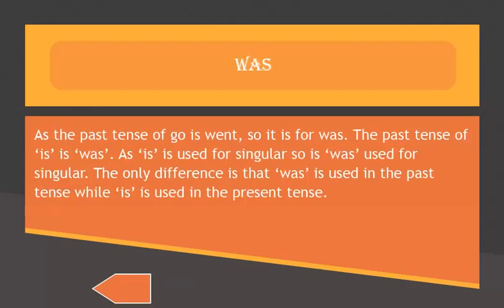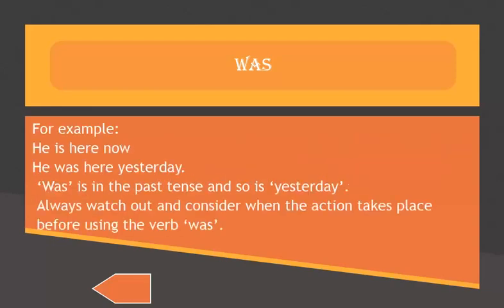Was. As the past tense of go is went, so it is for was. The past tense of is is was. As is is used for singular, so is was used for singular. The only difference is that was is used in the past tense, while is is used in the present tense. For example, he is here now. He was here yesterday.